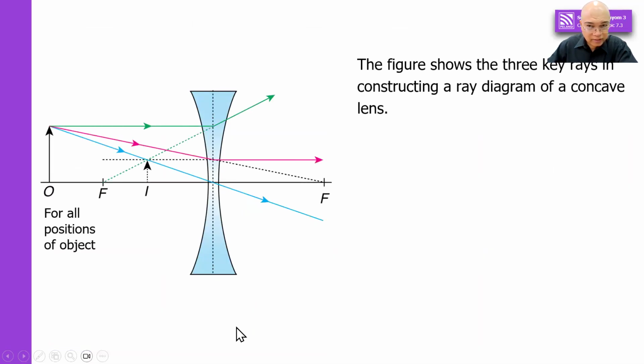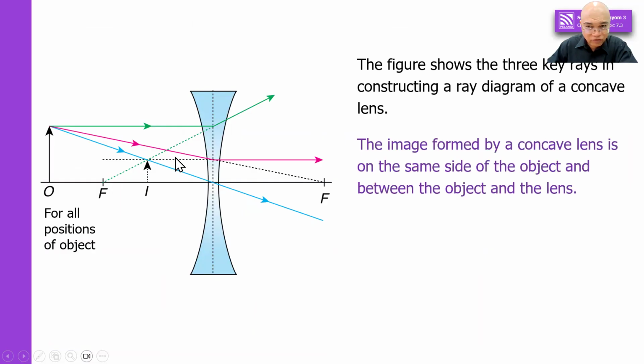Now, let's understand this figure. The figure shows the three rays in constructing a ray diagram of a concave lens. 1, 2, 3. What happens? Okay. So we have for all positions of an object right here. So the image formed by a concave lens is on the same side of the object. Remember, this is the object plus here, object part.